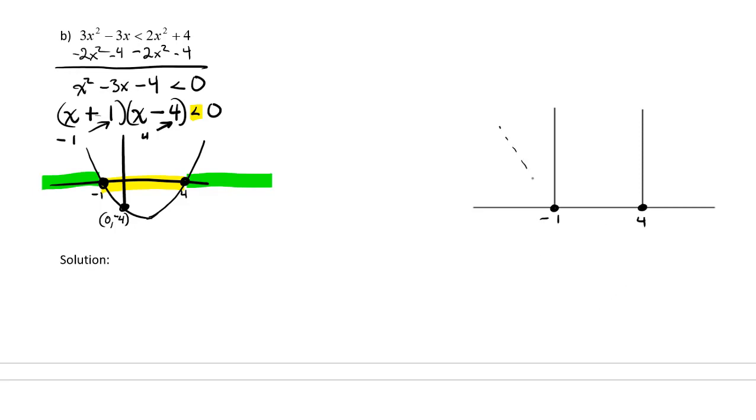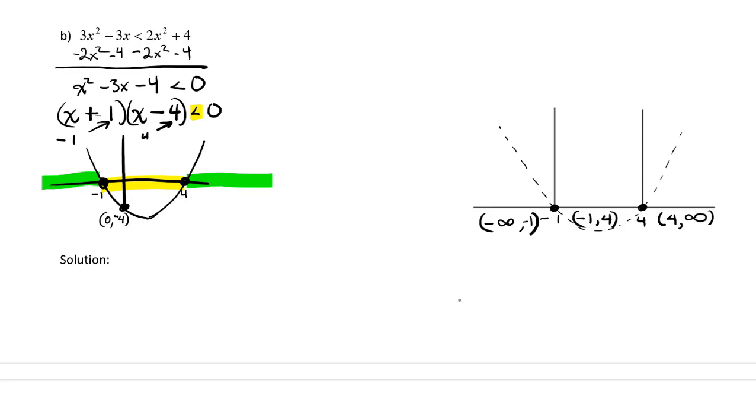I'm going to just draw a little dotted line on here that shows me where the function would be above and below the x-axis, and then I'll list my intervals. -infinity to -1, -1 to 4, and 4 to infinity. Notice I did not include the points -1 and 4 because in this case you can see that we don't have or equal to, it's just a less than.